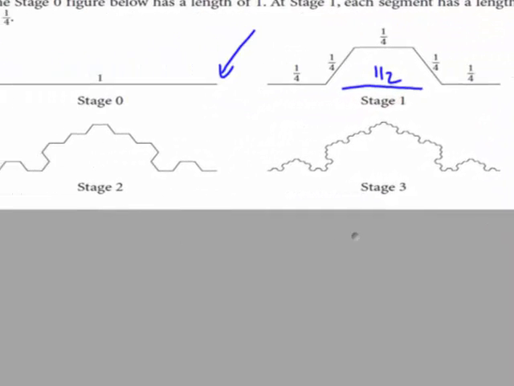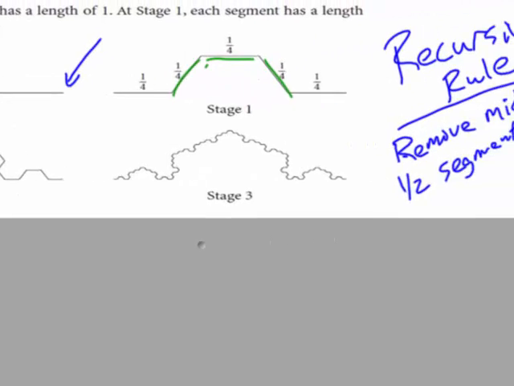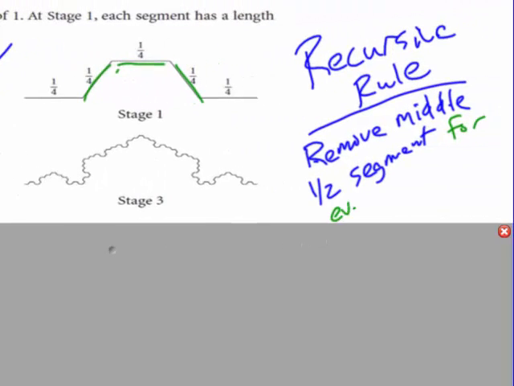Now, the second part's kind of tricky. What did it replace? What did we replace it with? We replaced it with 3 1/4 length segments. We replaced it with segments that are the same size as the outsides. So we can say remove middle half segment for every straight line. Okay, I'm going to add that in there. I'll show you why. For every straight line.